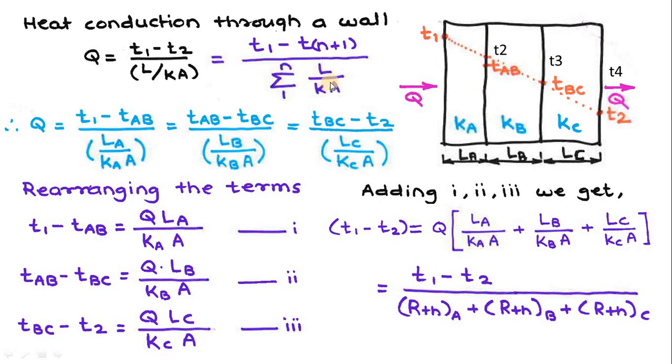So output of this lecture is to get this equation. So if you are having a composite slab with a number of slabs, then you have to use this formula. Remember this one. So T1 minus T2 divided by simply addition of all the resistances.